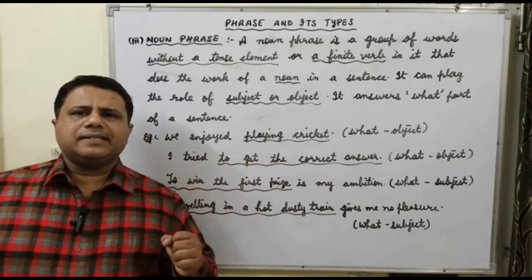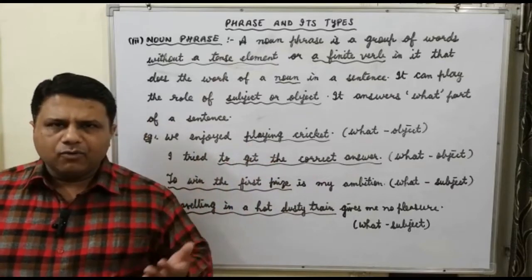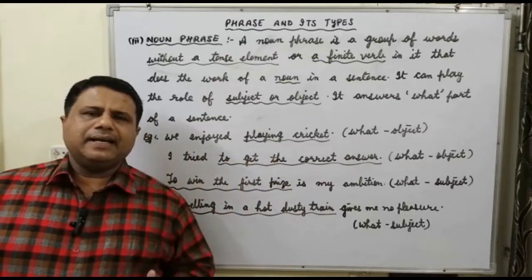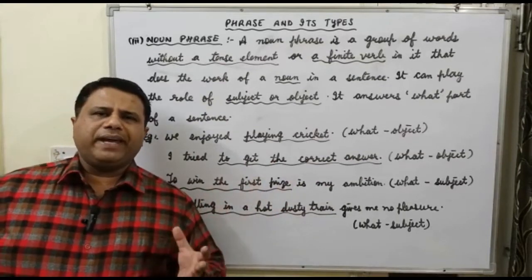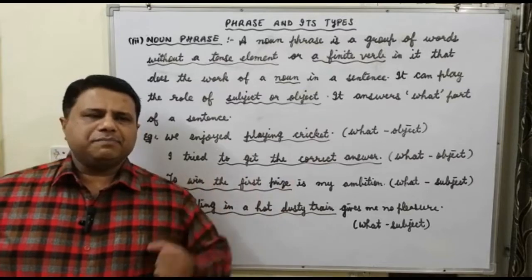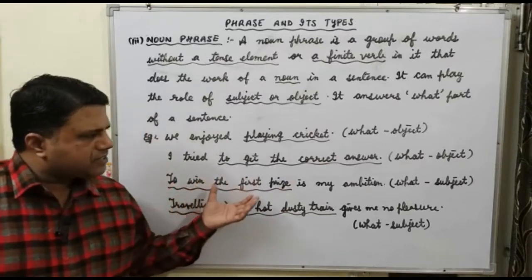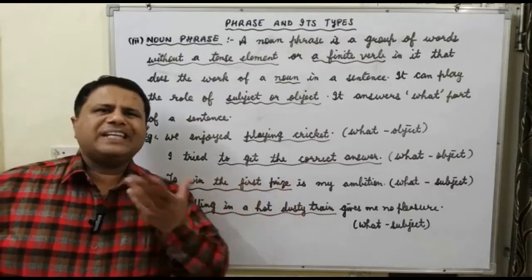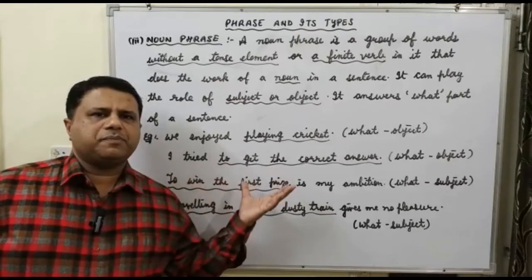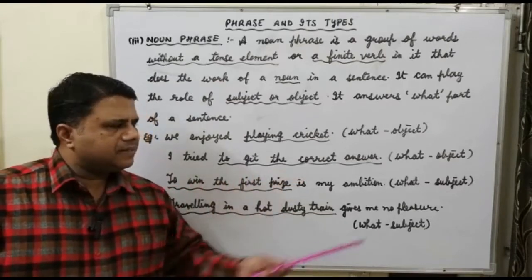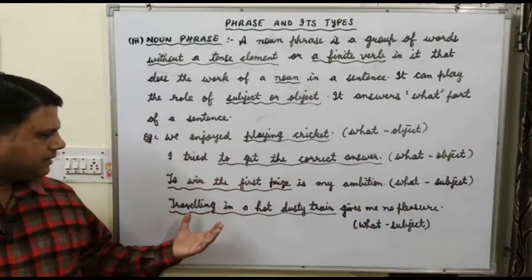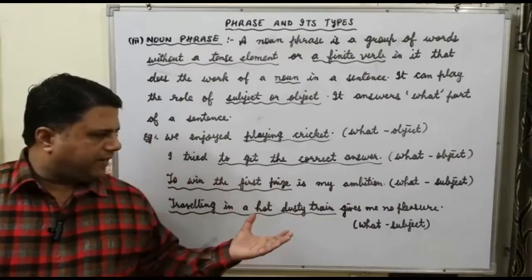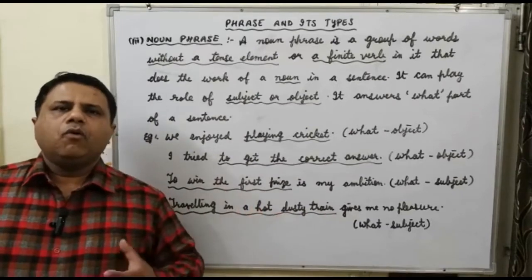In the first two sentences, we have seen that noun phrase is acting as an object. Now let's see two sentences where noun phrase will play the role of a subject. To win the first prize is my ambition. What is my ambition? To win the first prize. So to win the first prize is acting as subject here. Then in the last sentence, traveling in a dusty train gives me no pleasure.